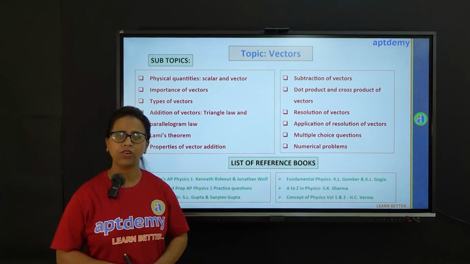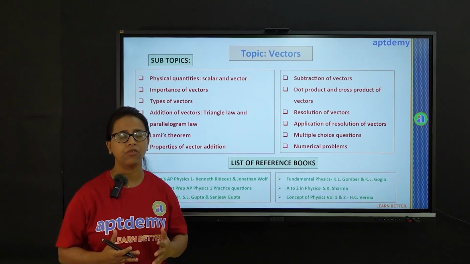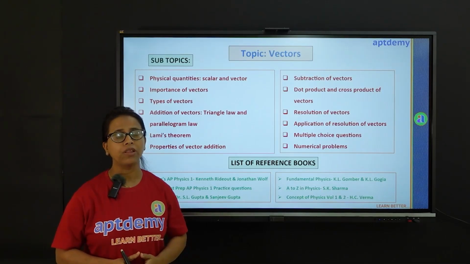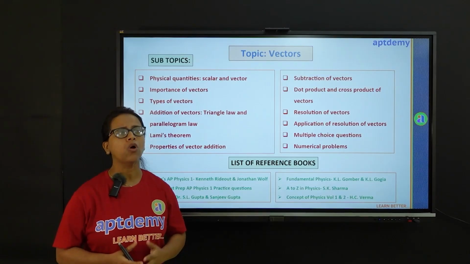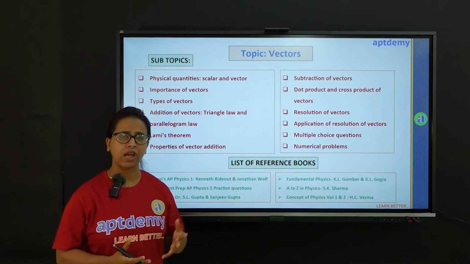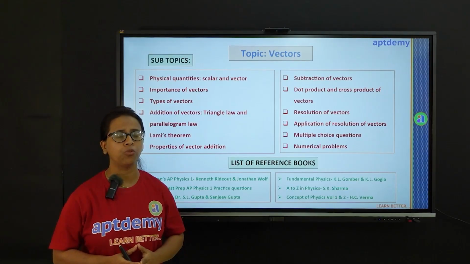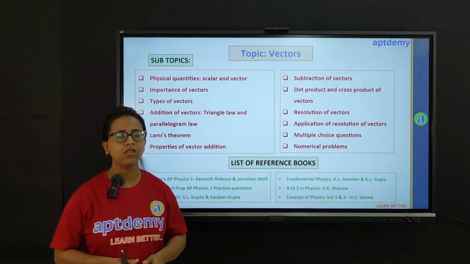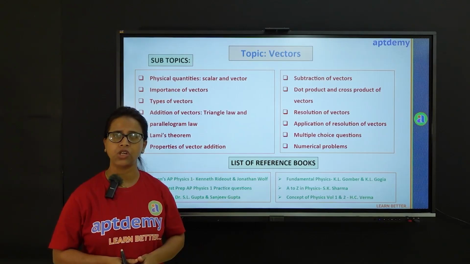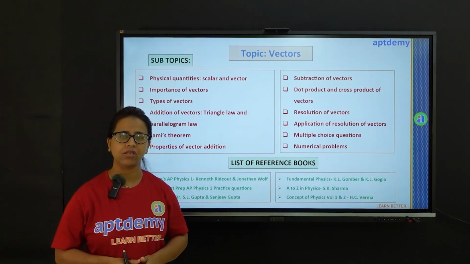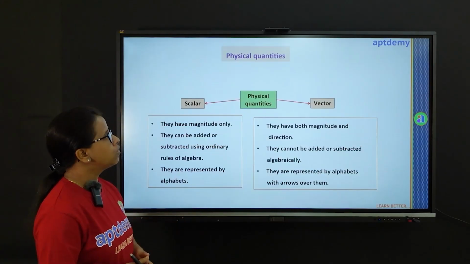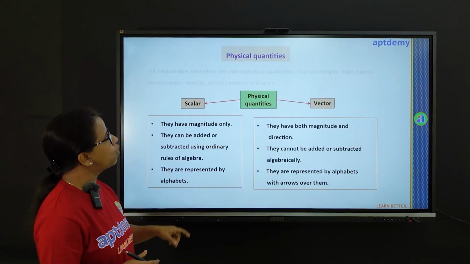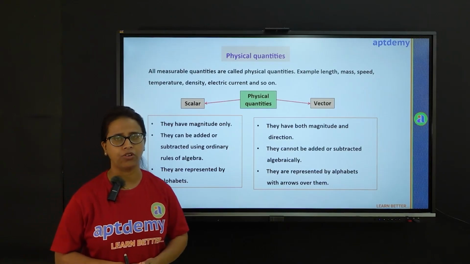There are some quantities in science where the effect of direction has to be specified. For example, when you are considering the force acting on a body, you need to mention the direction. So this small concept of direction makes vectors a very important subject. Now, first we have to know what physical quantities are.